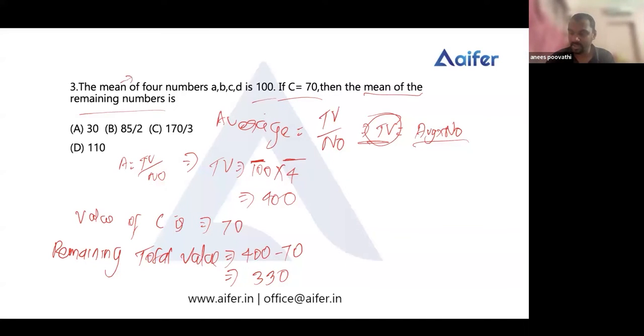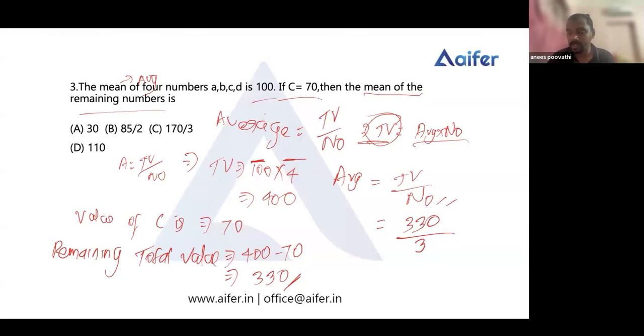Okay, mean is another term for average. So for the mean of the remaining numbers, again we have the equation: average is equal to total value by number of observations. Here, the total value of the remaining three numbers is already known to us as 330, and the number of observations is 3.